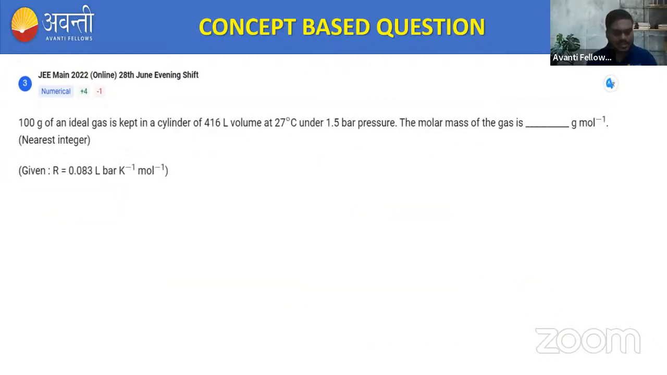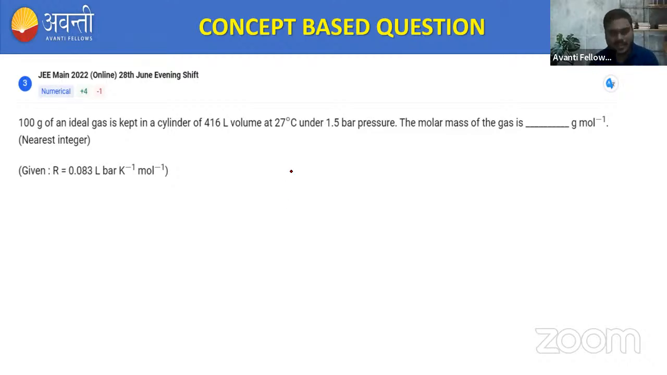Now move to the next question. Everyone, try to solve this once. That is, 100 gram of an ideal gas is kept in the cylinder of 416 liter volume at 27 degrees Celsius under a 1.5 bar pressure. The molar mass of the gas is? So you need to calculate the molar mass of the gas. Quickly, everyone, at least try to solve this question.